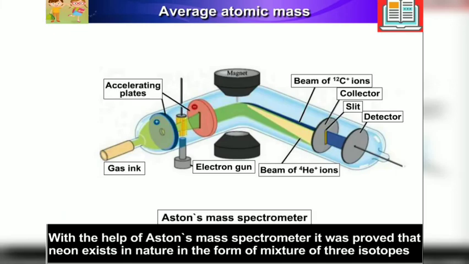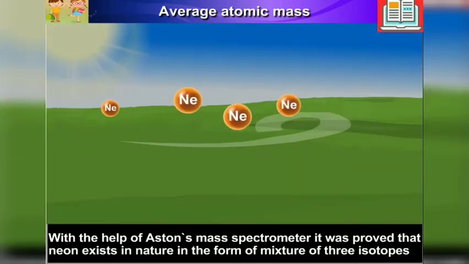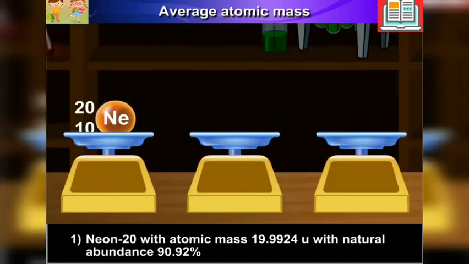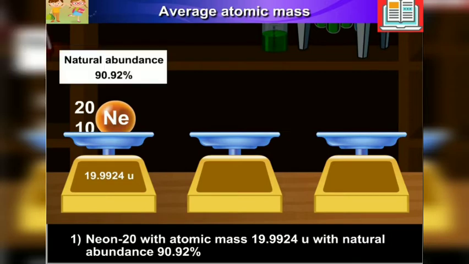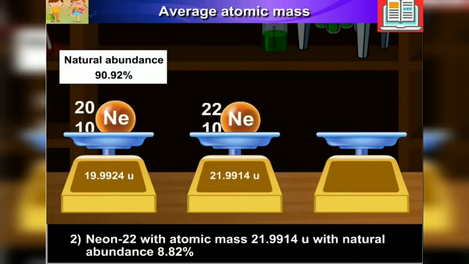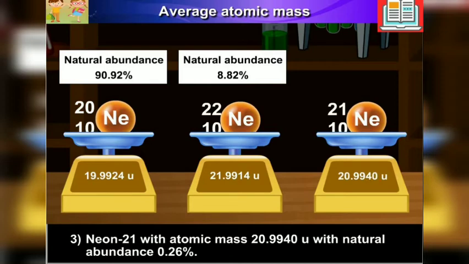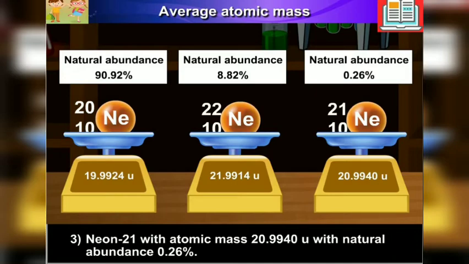With the help of Aston's mass spectrometer, it was proved that neon exists in nature in the form of a mixture of 3 isotopes. 1. Neon 20, with atomic mass 19.9924 u, with natural abundance 90.92%. 2. Neon 22, with atomic mass 21.9914 u, with natural abundance 8.82%. 3. Neon 21, with atomic mass 20.9940 u, with natural abundance 0.26%.